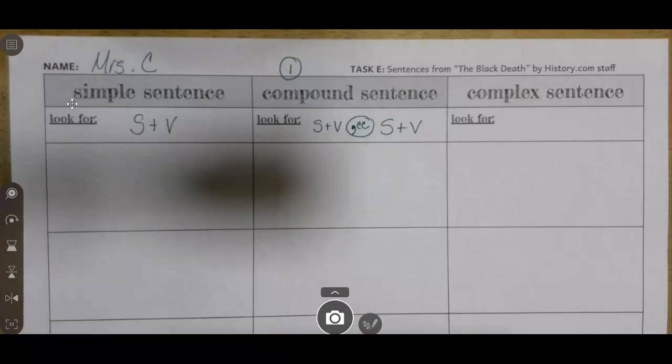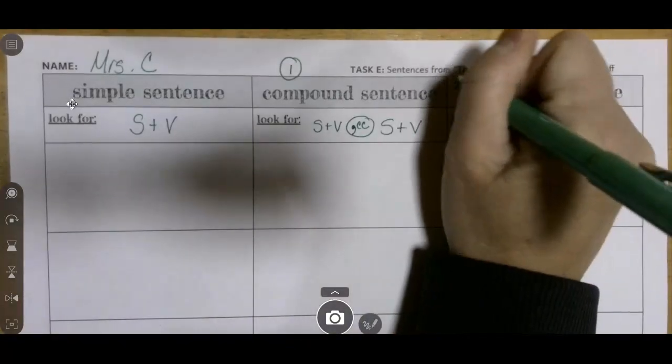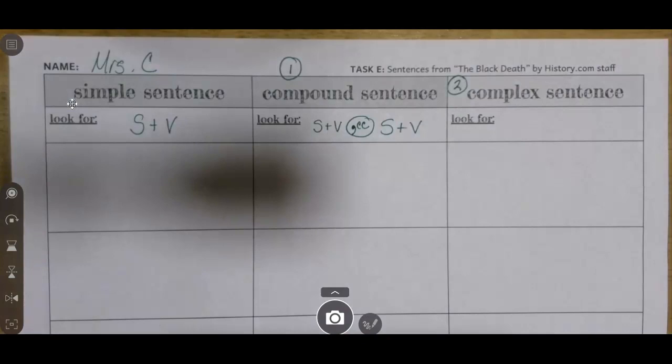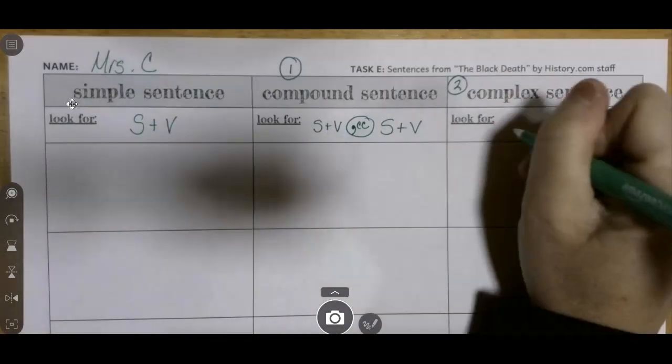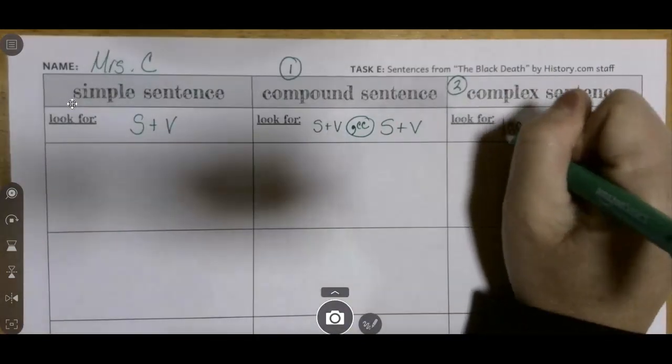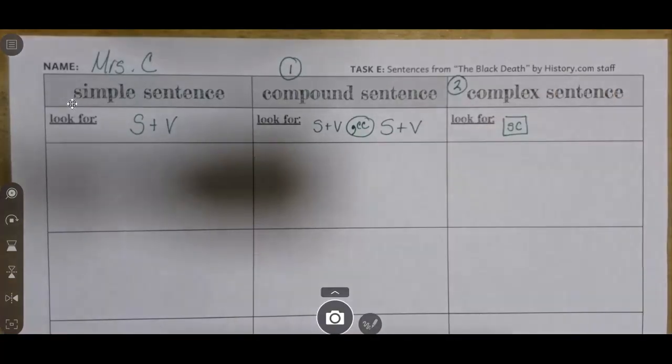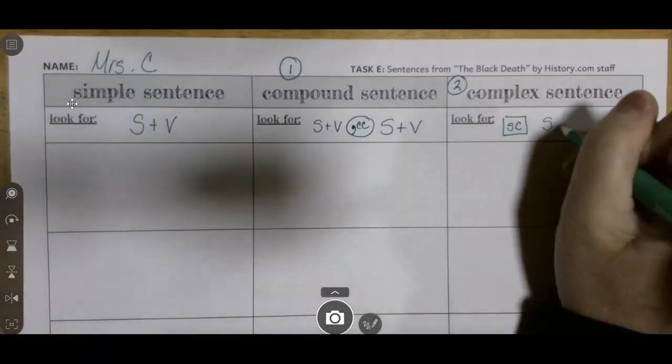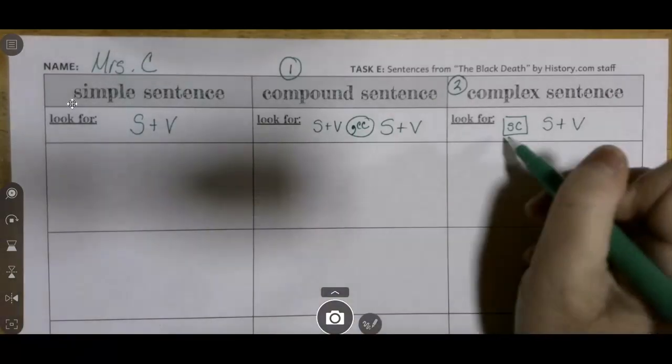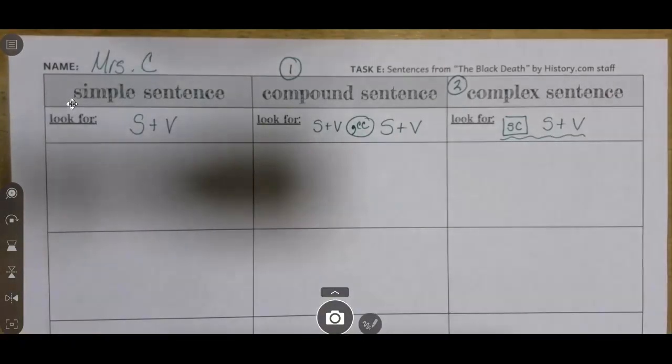After I've looked for compound sentences, then I would look for a complex sentence. And if I have a complex sentence, then I'm going to have a dependent clause in there somewhere. I'm going to have a subordinating conjunction followed by a subject and a verb. And I'm going to show that by underlining it.